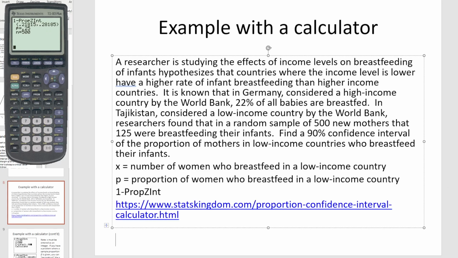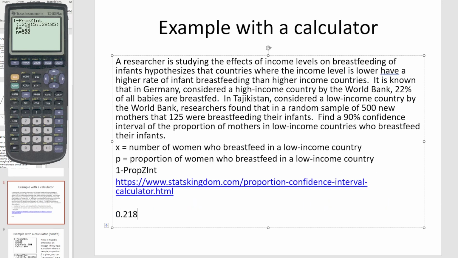So our confidence interval is just 0.21815 is less than p is less than 0.28185. The statistical interpretation here is that there is a 90% chance that this interval contains the proportion of women in low-income countries who breastfeed their infants.